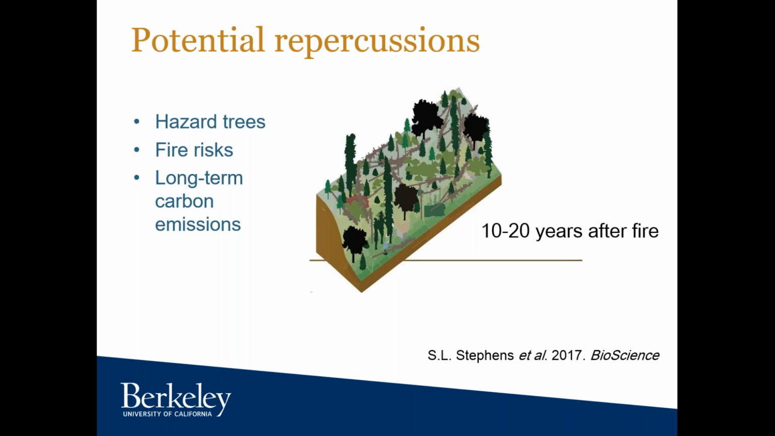So this graphic is from a paper by my advisor, Scott Stephens, and some others in 2017 that was discussing what we think, based on our best expert knowledge of how fires behave, fire risk might look like in areas that have been hit hard by mortality in the next couple decades. And this image is showing an artistic rendition of how a forest that experienced high mortality might look in 10 to 20 years. You can see there's quite a bit of coarse woody debris and fallen trees on the ground.